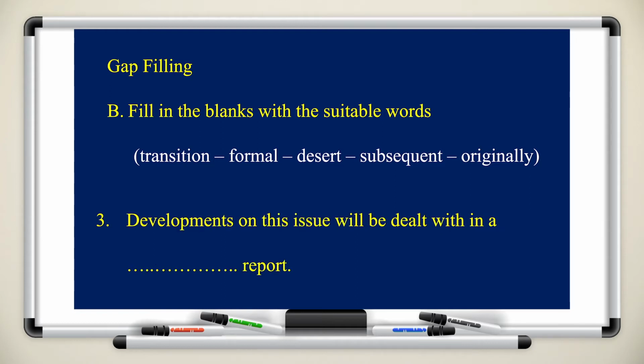Question number 3. Development on this issue will be dealt with in a blank report. So it's not going to be in the same report, but it's going to be in a report later on, not with this one. So in a subsequent report. We're not going to do it with this report, we're going to do it with the following report. Subsequent means the following. Try to remember. Okay, good job. Now we practiced a few vocabulary items.